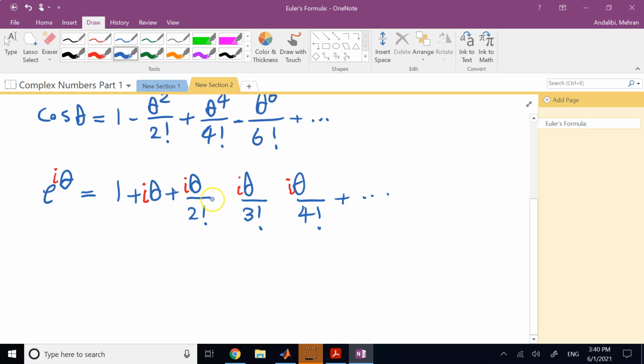So now you have to do a little bit of modification. This i theta has to be squared and then divided by 2 factorial. Here it has to be to the power 3 divided by 3 factorial. Here it has to be raised to the power 4 over 4 factorial, and so on. Correct? So that's what e to the i theta is, based on the Maclaurin series.